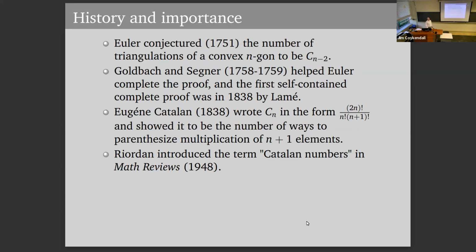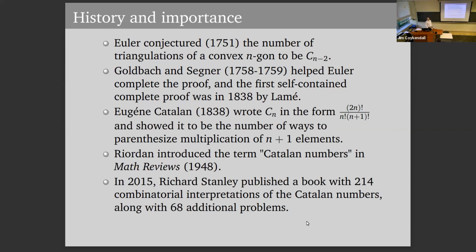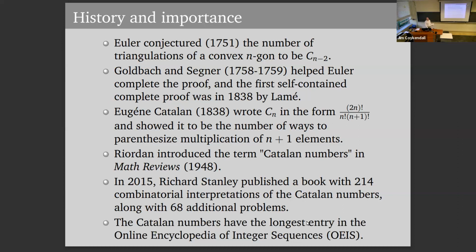So over a century later, Riordan introduced the term Catalan numbers. And this book came out in 2015. Richard Stanley published a book. There are 214 combinatorial interpretations of the Catalan numbers in this book, along with 68 additional related problems. We've only seen 3 of them so far in this talk. Richard Stanley is the most prominent name in combinatorics among those that are alive today. And in the Online Encyclopedia of Integer Sequences, OEIS, the Catalan numbers have the longest entry in there. I think even some of the editors wrote in there that the sequence had the longest entry, and rightfully so, or something like that.